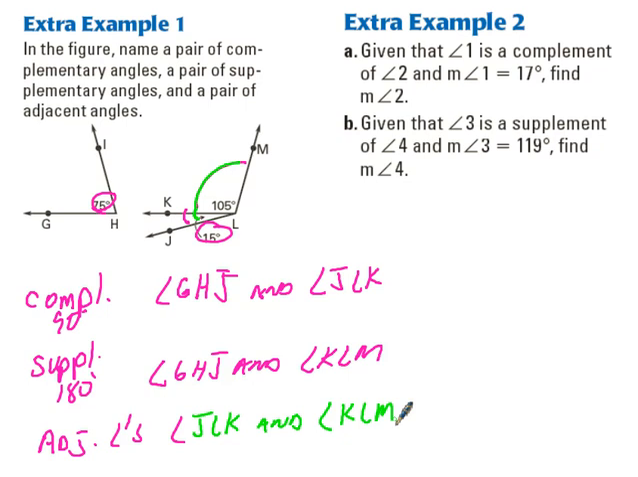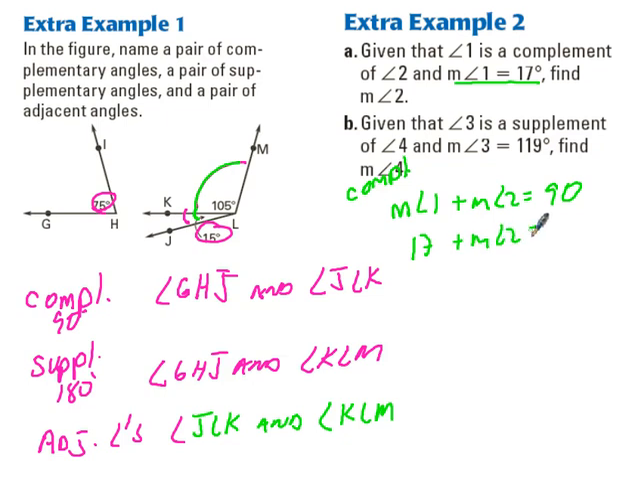Example 2: given that angle 1 is a complement of angle 2 and the measure of angle 1 is 17, find the measure of angle 2. If they're complements, that means they sum to 90. So the measure of angle 1 plus the measure of angle 2 must equal 90. They told us the measure of angle 1 is 17, so I can put 17 there, plus the measure of angle 2 equals 90. Now we're back to a very simple algebra problem, giving us the measure of angle 2 is equal to, what is that, 73 degrees? 90 minus 17, yes. That would be part A.